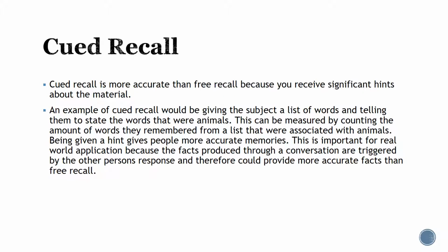Cued recall. Cued recall is more accurate than free recall because you receive significant hints about the material. An example of cued recall would be giving the subject a list of words and telling them to state the words that were animals. This can be measured by counting the amount of words they remembered from the list that were associated with animals. Being given a hint gives people more accurate memories.